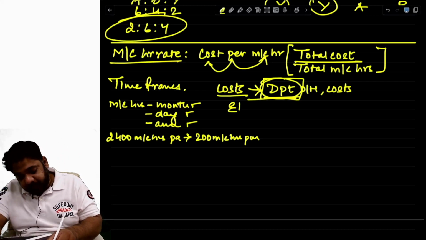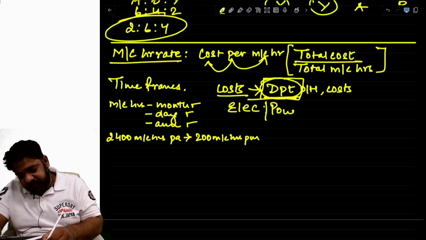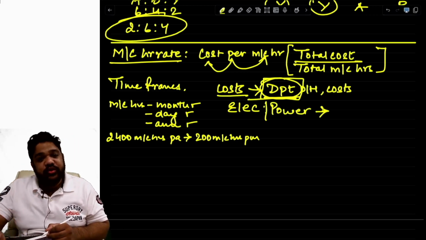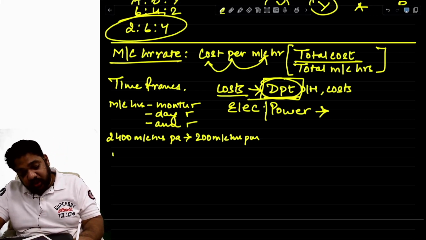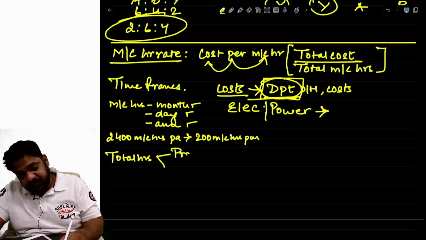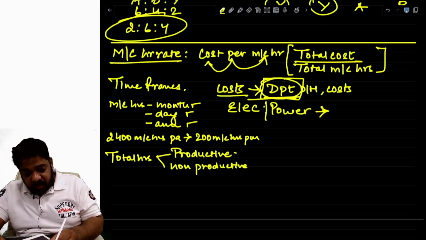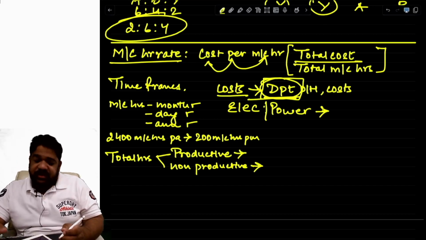Second is electricity. Okay, electricity or power. Now power is presumed to be used only during the productive hours. Now you may ask, what are productive hours, sir? So your total hours will be divided between productive and non-productive hours. Okay. Now, what are the productive hours? Where the work is happening. What are the non-productive hours? Obviously, when the work is not happening.